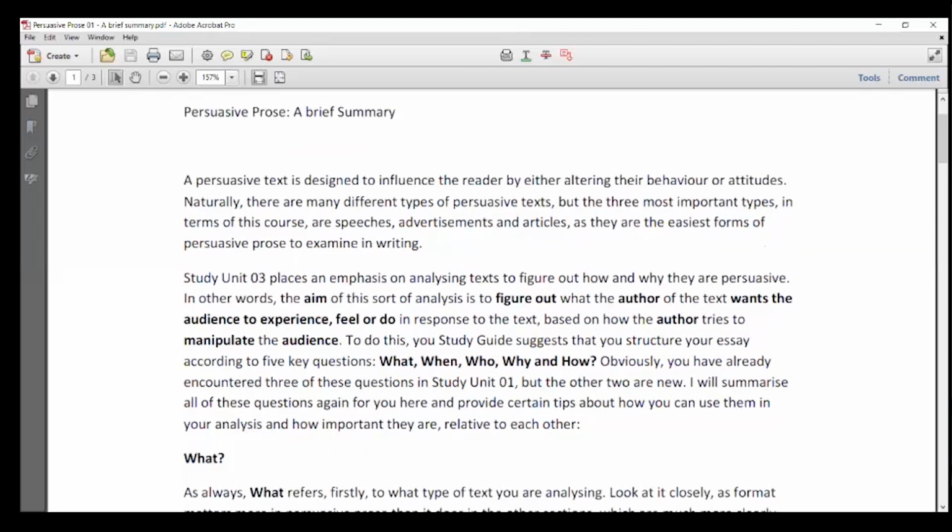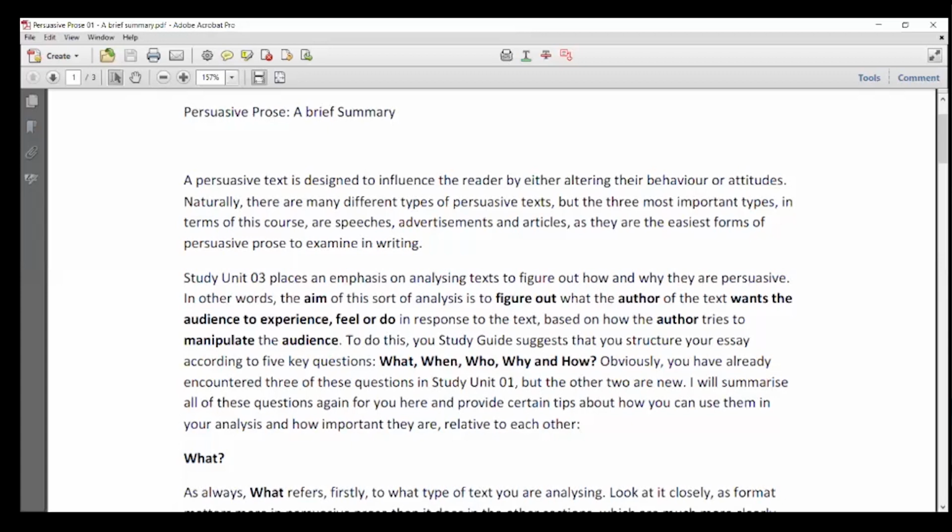So I was saying with those 5 questions, you can maybe decide that for the introduction, I'll capture what. So this is a political speech that was presented by a leader of a party in 2000 at this place. When it is answered, who, it is already. So in other words, between what, when, who, already within an introduction, we've captured those. Obviously, you have already encountered 3 of these questions in Study Unit 1. We've used these questions a lot in Study Unit 1, 2, and 3. I will summarize some of them.